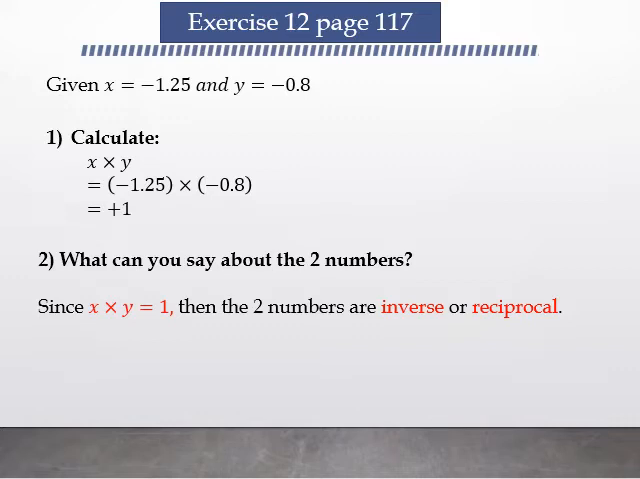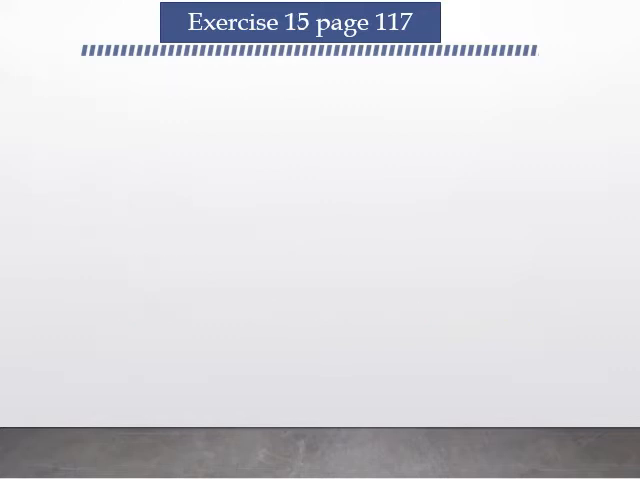The inverse of 2, for example, is 1 over 2. The inverse of 9 is 1 over 9. The inverse or reciprocal of 3 over 4 is 4 over 3. Okay, two numbers are inverse or reciprocal if we multiply them by each other and the answer is 1.